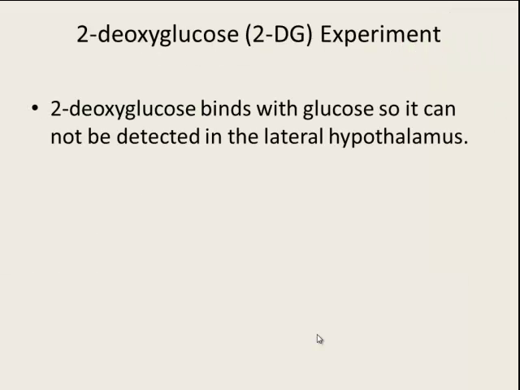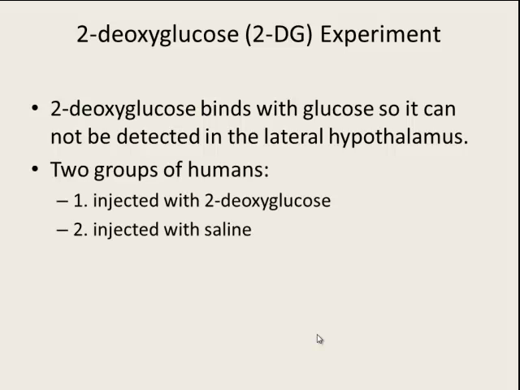Here's another experiment. This is called the 2-deoxyglucose experiment. Now, 2-deoxyglucose binds with glucose in a way that it can't be detected by the lateral hypothalamus. So you might take in sugars, but if you also take in 2-deoxyglucose, the hypothalamus can't detect that there's glucose there. So this was done with humans, in 2 groups of humans.